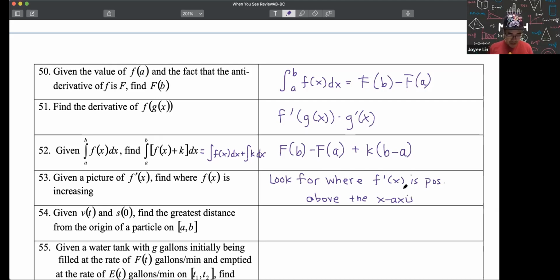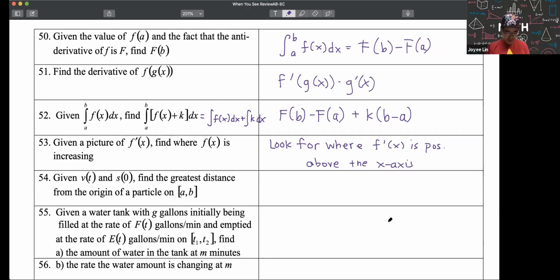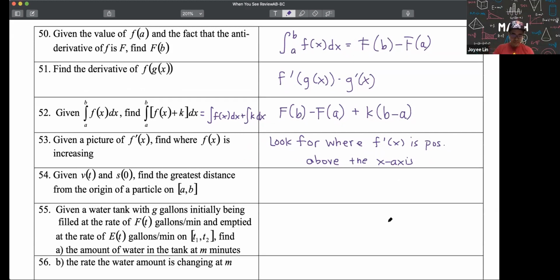Given v of t and s of t, find the greatest distance from the origin of the particle. What the heck does that mean? Find the greatest distance from the origin. Area under the curve is the largest, that's true. Where you have the greatest area under the curve, that's possible. Where x of t and v of t are opposite signs, that's not true. That's moving towards the origin.